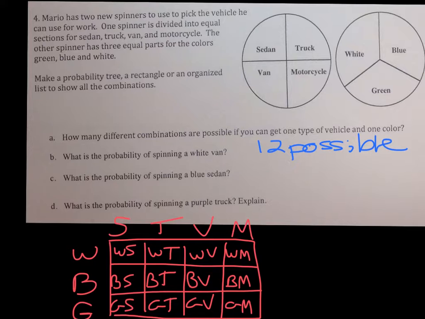Let's see. I only have one choice here that is a white van. So I've got one choice out of 12 for my white van. Okay, that's for letter B, actually.